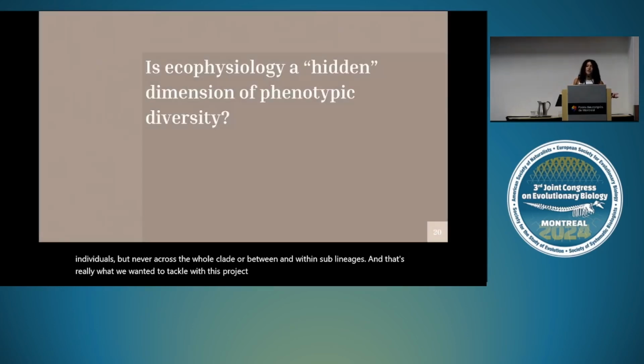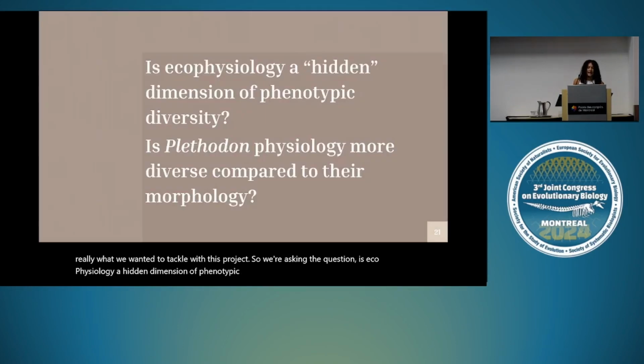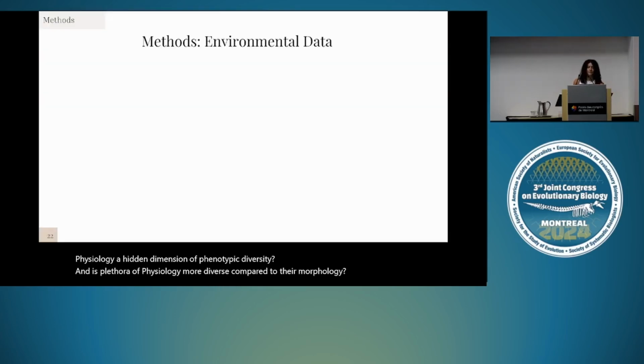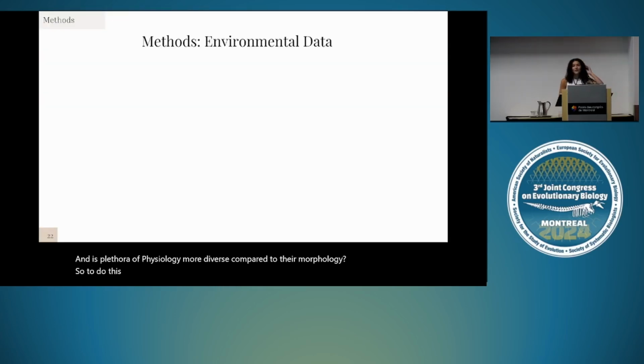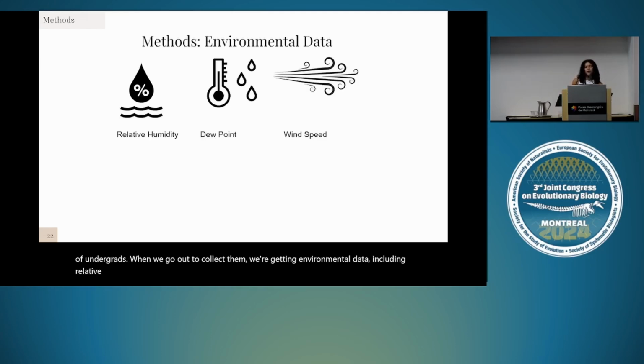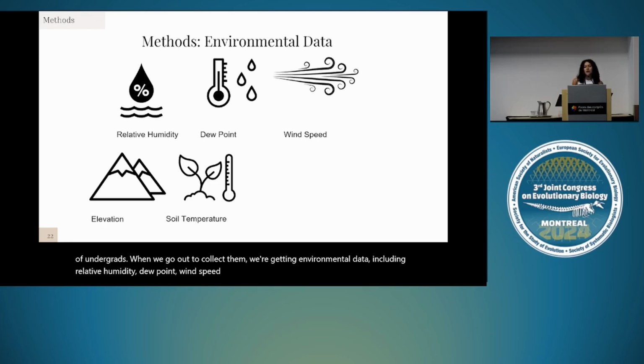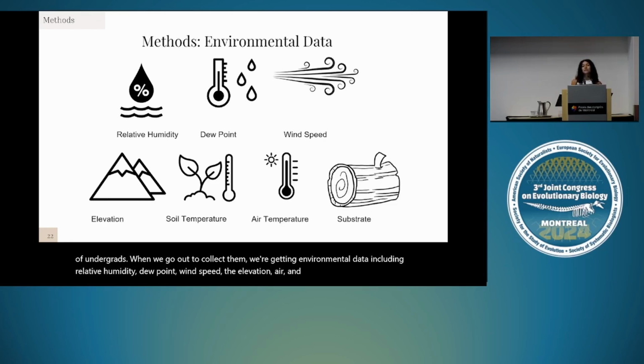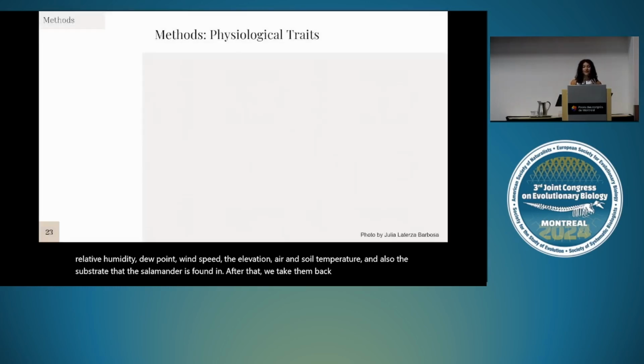So we're asking the question, is ecophysiology a hidden dimension of phenotypic diversity? And is Plethodon physiology more diverse compared to their morphology? So to do this, over the last couple years, I've had a really fun time going across the eastern United States collecting salamanders with a bunch of help from a larger team and also a lot of undergrads. When we go out to collect them, we're getting environmental data, including relative humidity, dew point, wind speed, the elevation, air and soil temperature, and also the substrate that the salamander is found in. After that, we take them back to Connecticut with, again, a bunch of help from undergrads.